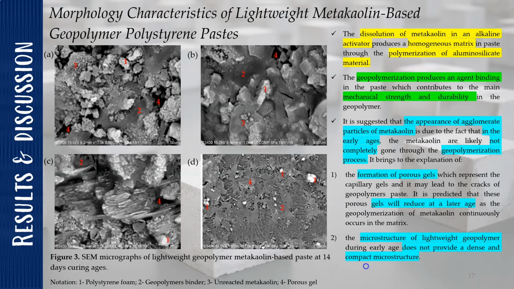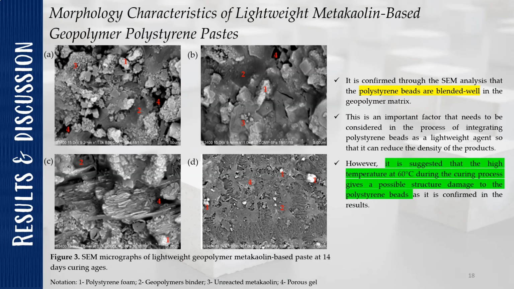Then it brings us to the explanation of, first, the formation of porous gel, which represents the capillary gels, and it is predicted that these porous gels will reduce at a later age as the geopolymerization of metakaolin continuously occurs in the matrix. The second, the microstructure of lightweight geopolymer during early age does not provide a dense and compact microstructure. From the observation, it is also confirmed that the polystyrene bits blend well in the geopolymer matrix.